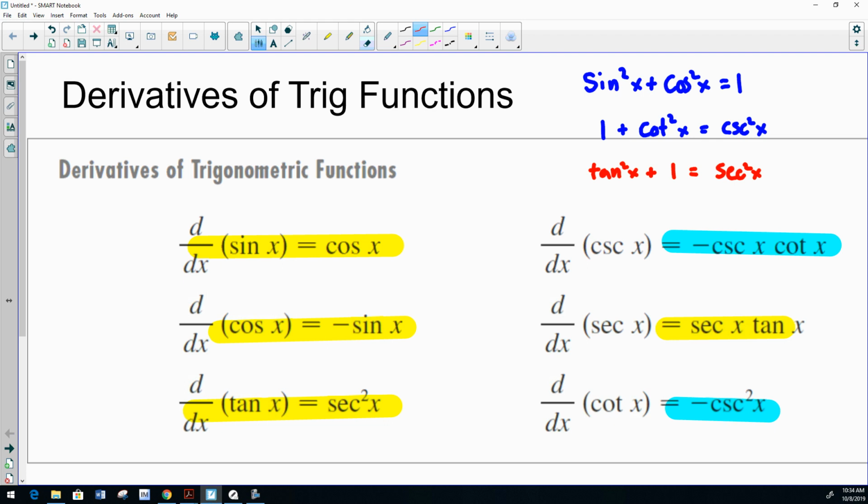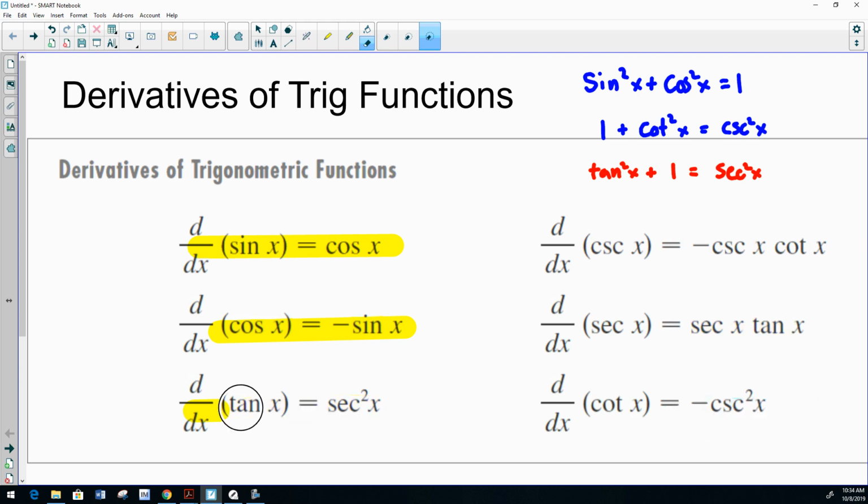Okay, let's prove one. Let's say on the test you blank out. You're like, I thought I knew them, and all of a sudden you need it and you just don't know it anymore. Okay? You just literally blank out. You can actually prove it. It's not hard at all. Let's prove this one. We'll just do it right here, okay?